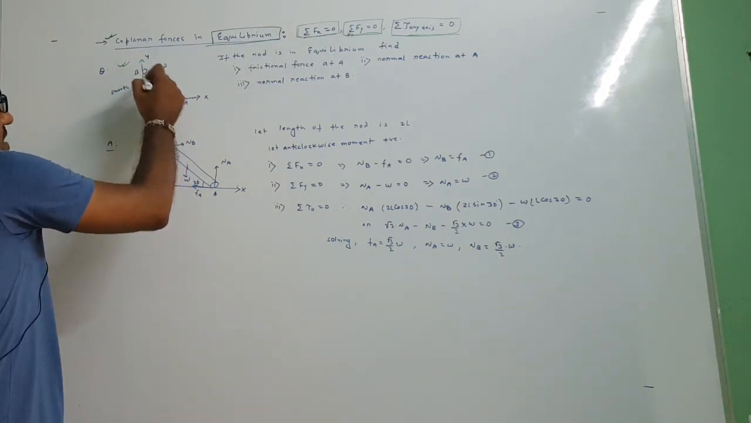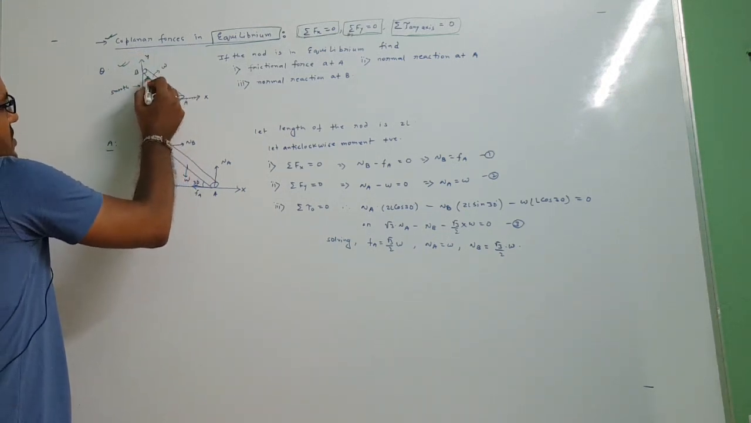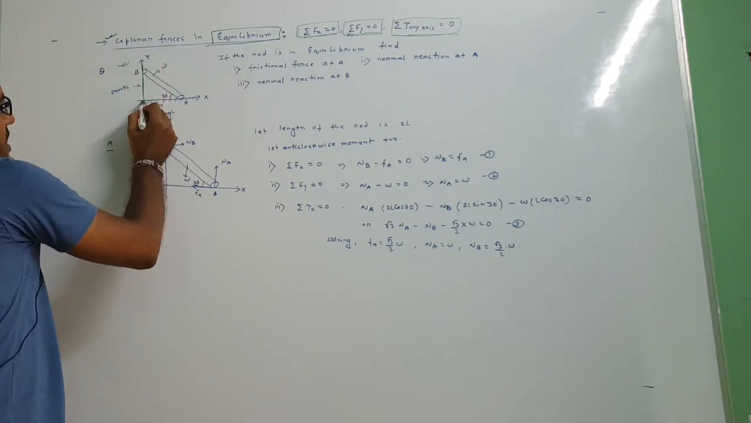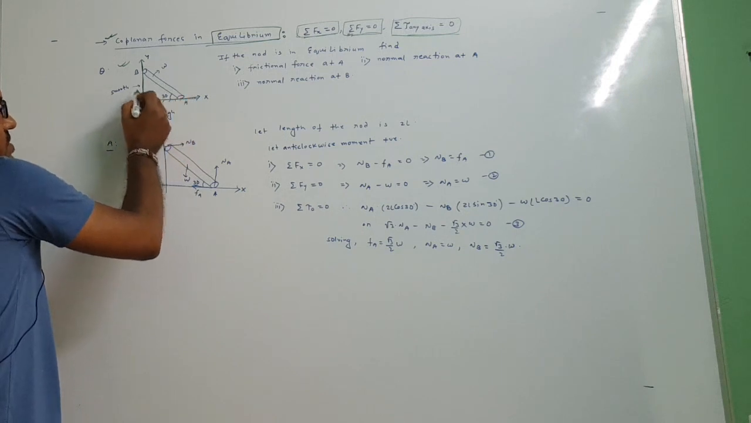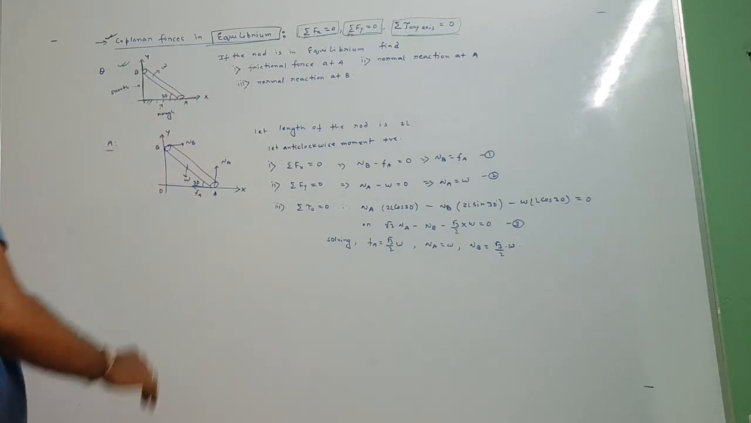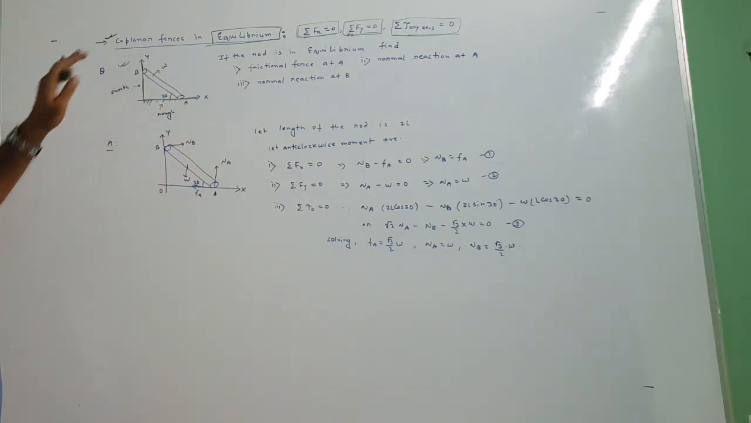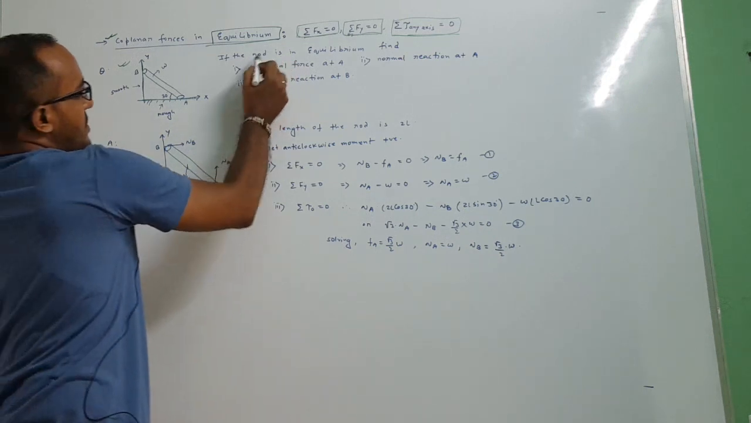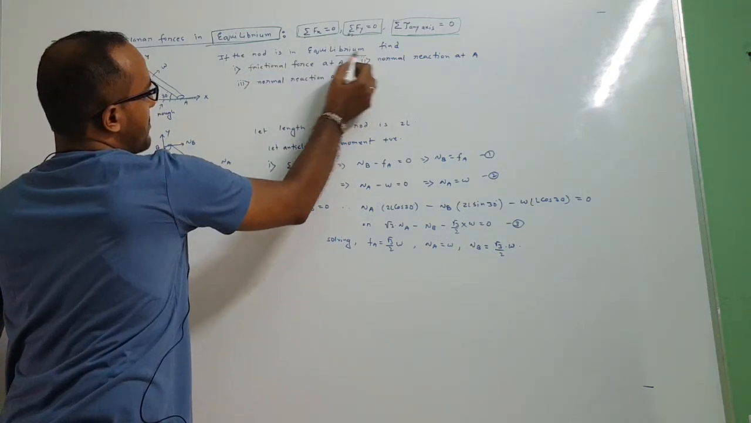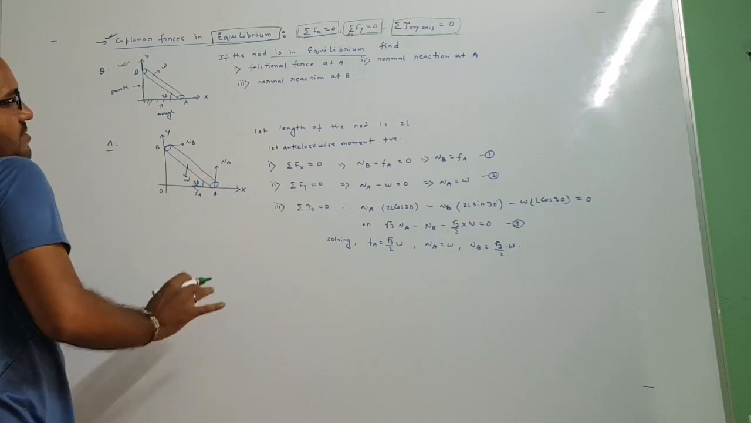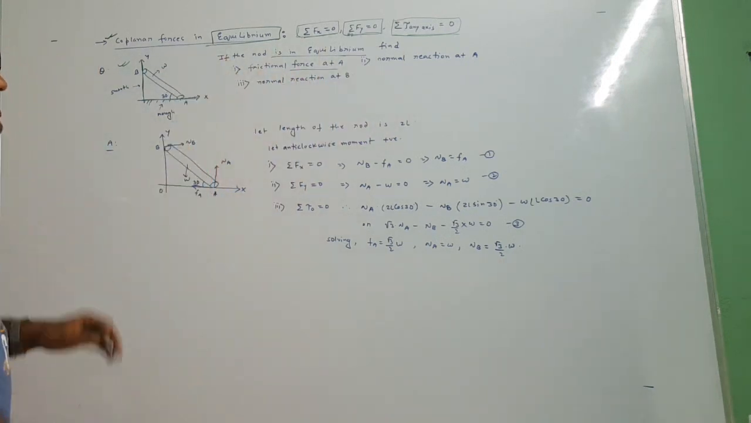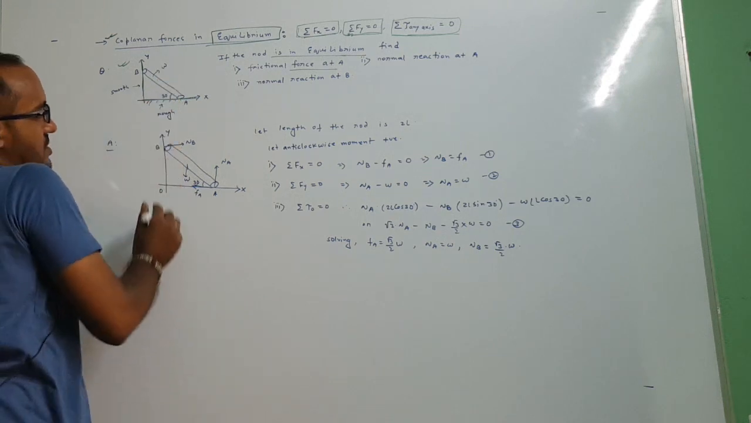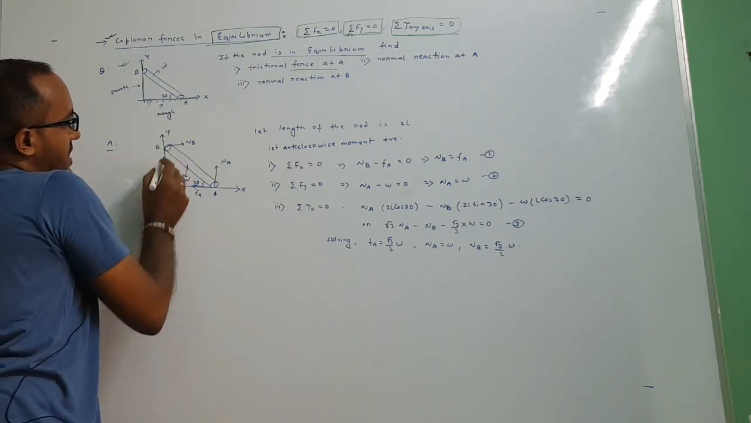Let us say this is a ladder or rod. So if this rod is attached to this plane and this surface is rough, that means it should have frictional force. This surface is smooth, that means it doesn't have any frictional force. The rod is in equilibrium. Find the frictional force at A, normal reaction at A and normal reaction at B. Let us redraw the diagram.